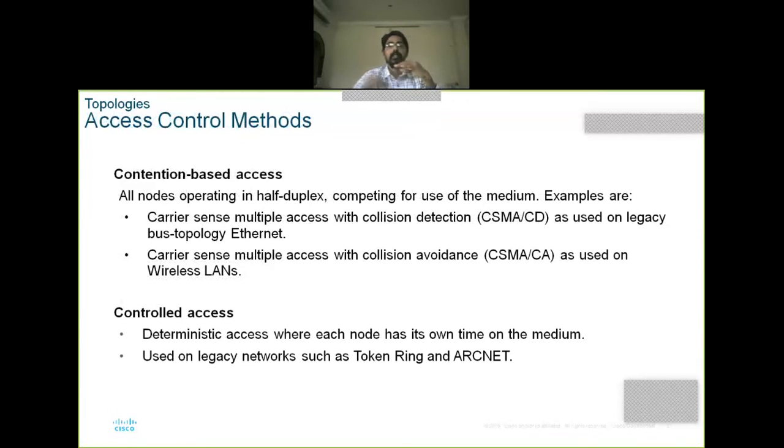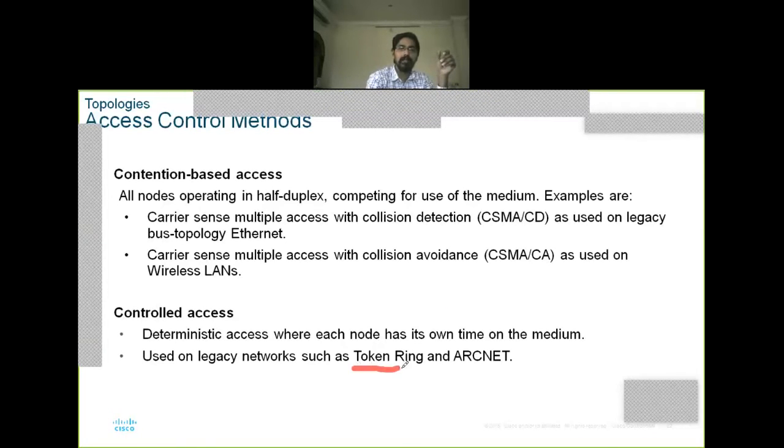Access control methods. If there is a shared medium, a link, how do we control the access of devices so that if one device is communicating, another device shouldn't send data on that line at the same time, to avoid collision? For that we have different methods. One of the important methods is CSMA-CD. One more method is CSMA-CA. These are the two important methods. And for controlling access, we have token ring and ARCnet, access methods which were used to maintain control in legacy networks.